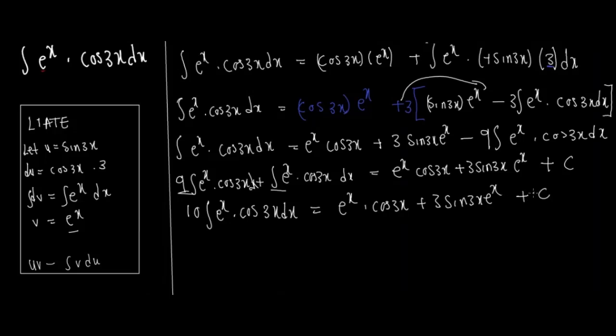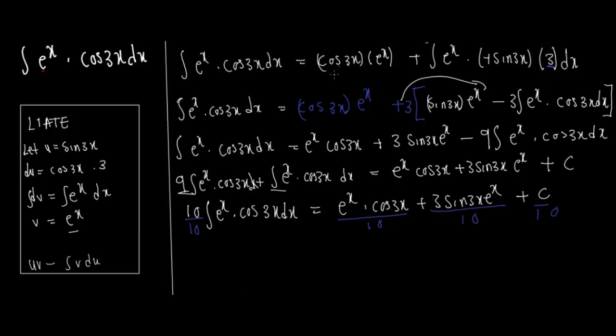c. So remember, we are not looking for 10 times the integral of e to the x times cosine of 3x. We are looking for the integral of what is written here. So we need to divide by 10 throughout. So divide by 10, divided by 10, divided by 10, divided by 10.